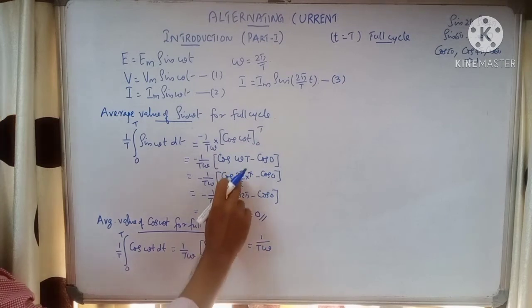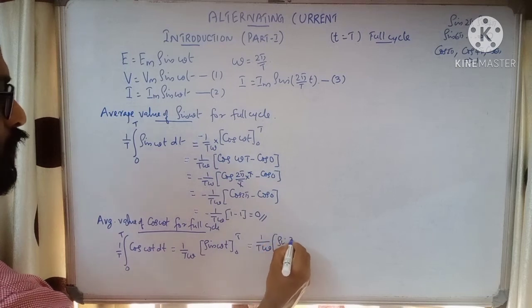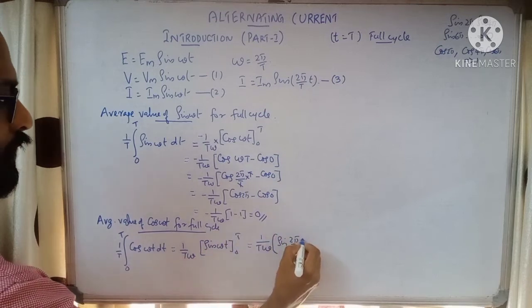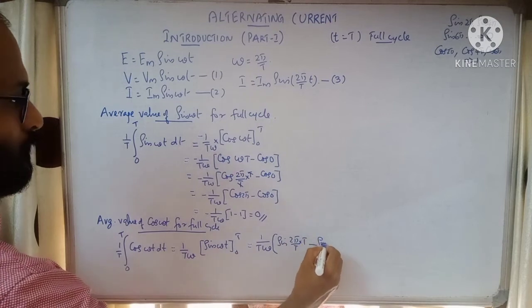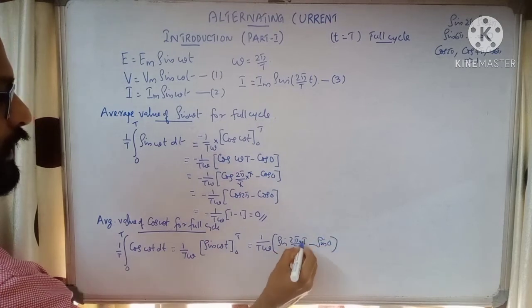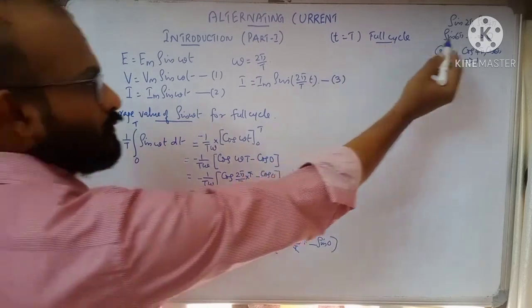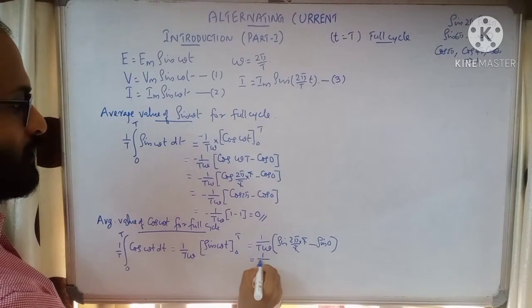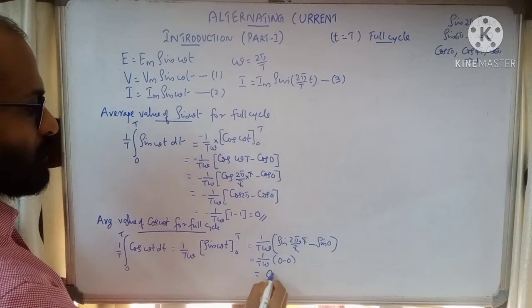When you apply the values, you will get 1 by T omega. Omega is 2 pi by T, so I will write it directly, substituting: sine 2 pi by T is omega t. Upper limit I give capital T, minus lower limit sine 0. Now T cancels. What is sine 2 pi? Sine 2 pi has a value 0. Sine 0 also 0. Finally you will get 1 by T omega into 0 minus 0.